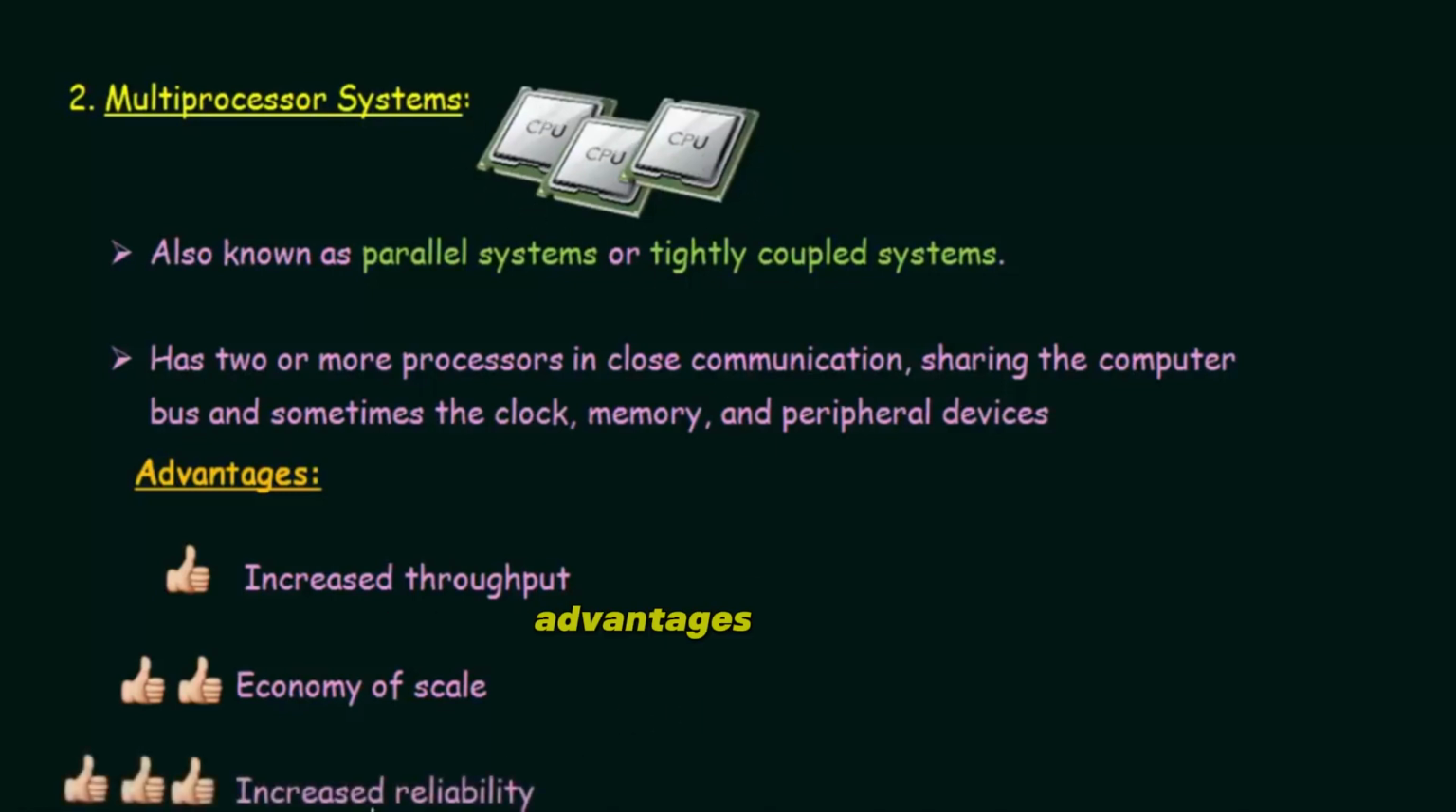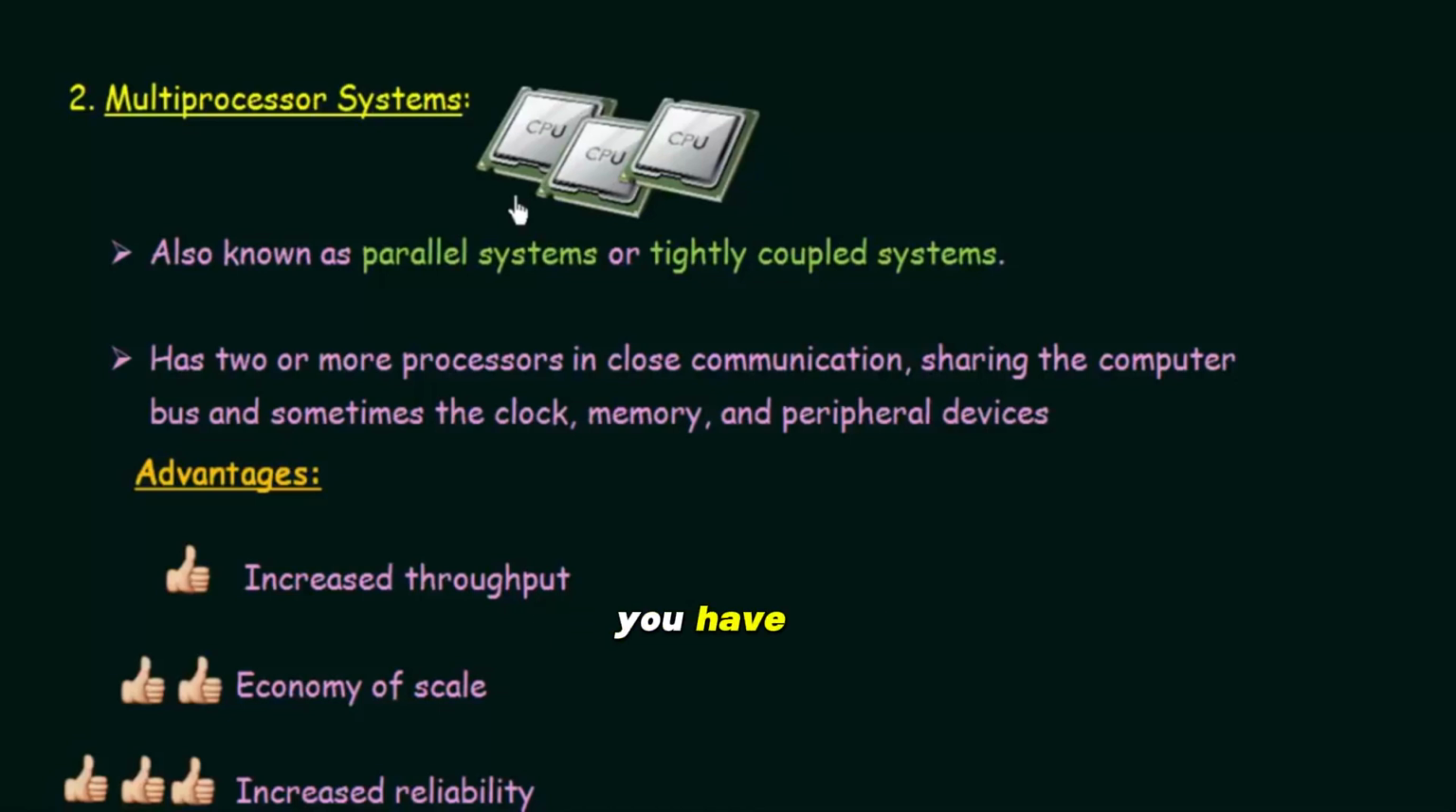And then the other advantage is increased reliability. Now this is more reliable as compared to a single processor system. And why is that? The reason is again the same. That is because we have more than one processor. And why is it reliable? That is because in this multiprocessor system, even if a single processor fails, we still have other processors which will back us up and which will still keep us running.